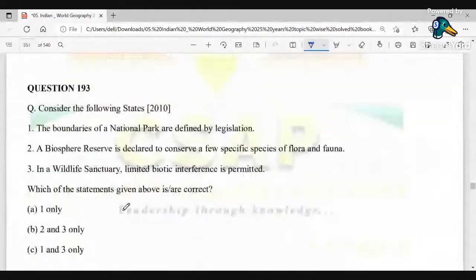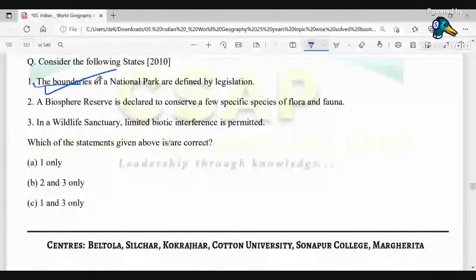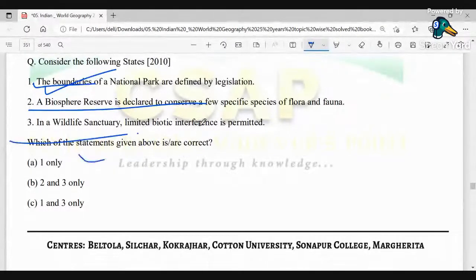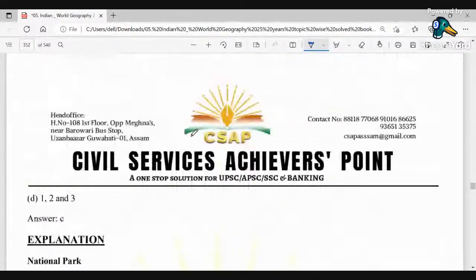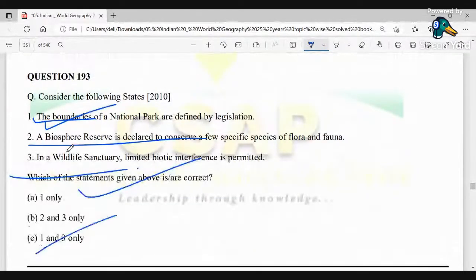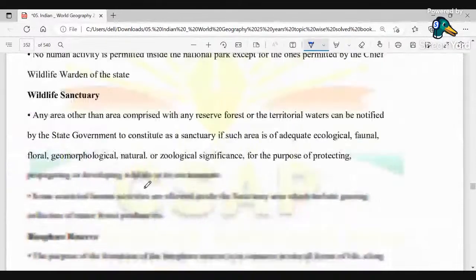Okay, so next, consider the following statements. The boundaries of a national park, biosphere reserve is declared, and a wildlife sanctuary. What is the correct option here? The correct option is C, that is 1 and 3 only. Boundaries of a national park are defined by legislation. In a wildlife sanctuary, limited biotic interference is permitted. So that is the correct option over here.